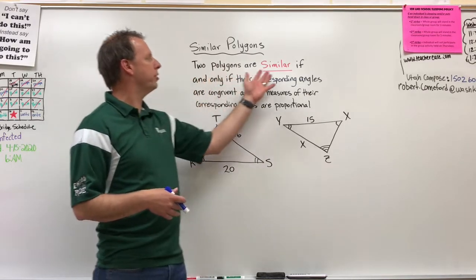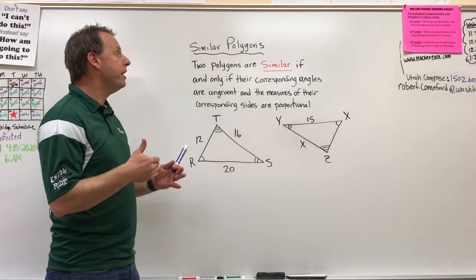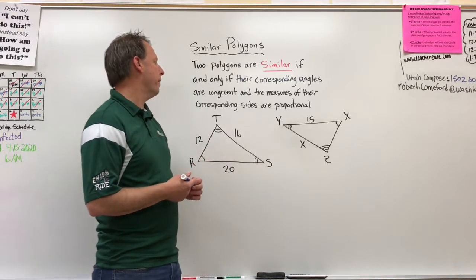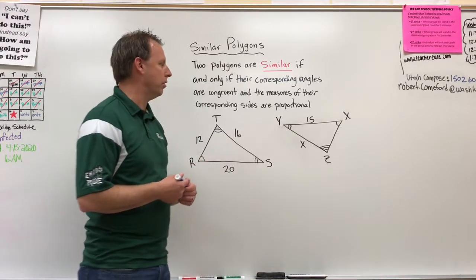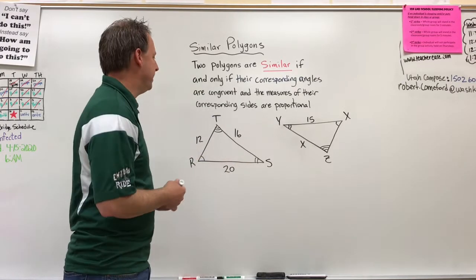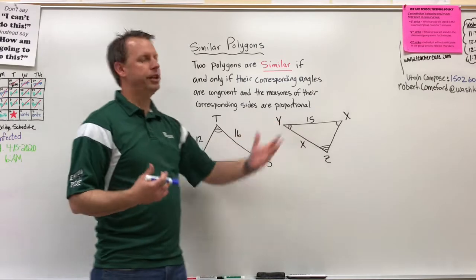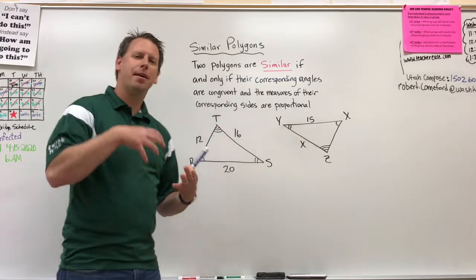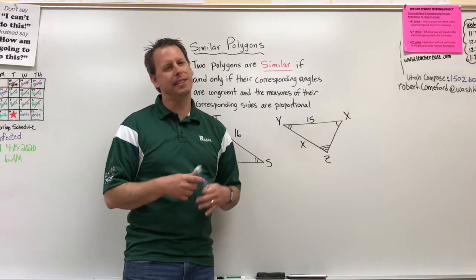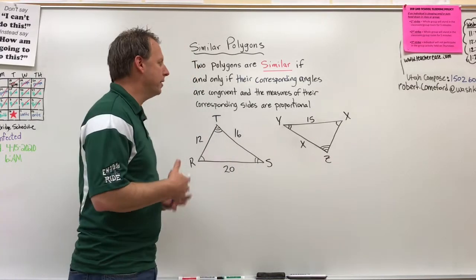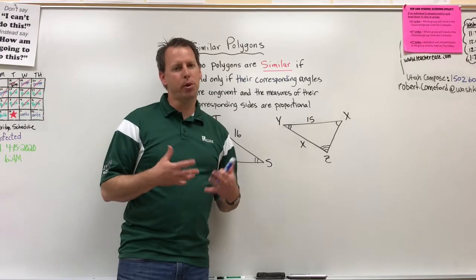So two polygons are similar if and only if their corresponding angles are congruent and the measures of their corresponding sides are proportional. What? Yeah, let me tell you what that means. So I've got a couple of triangles here, right? When we look at the word corresponding, that means the ones that match up or are kind of the same. In the case of the angles, they need to be exactly the same. In the case of the sides, they need to be proportional, right?